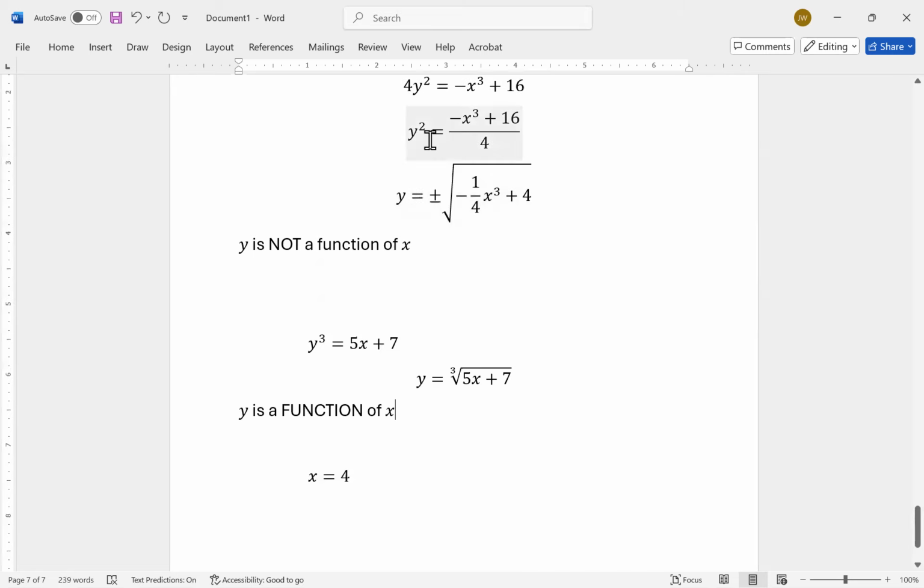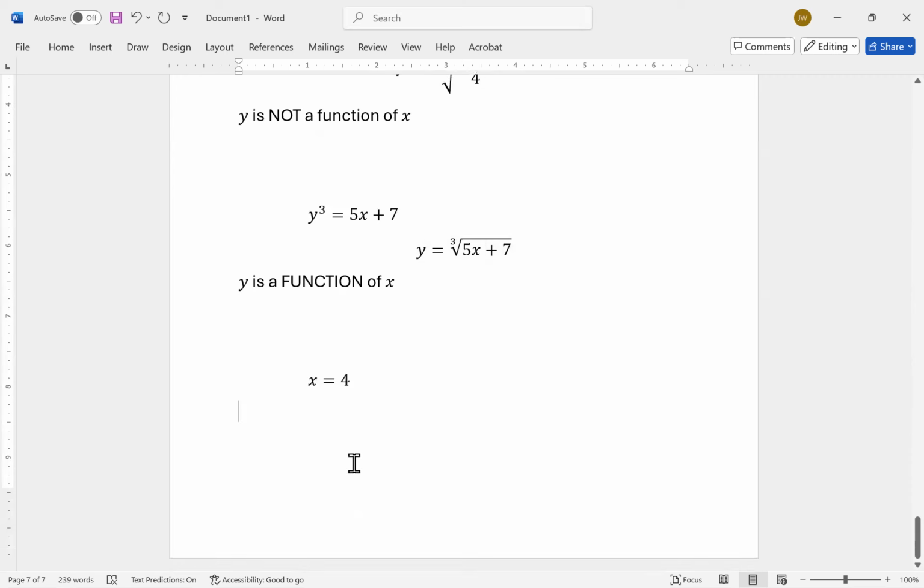Again, the squares force me to do plus and minus. Any even power does that. If I had y to the fourth, I'd have to do a plus minus. But any odd power, when I take a root here, cube root, does not require me to do that. So with a cube root, y is a function of x.